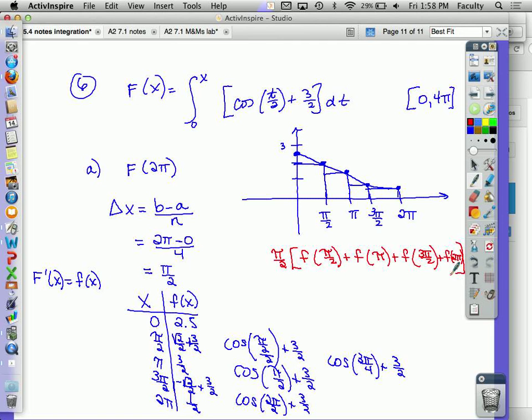So let me just go over it one more time. The area of a rectangle is length times width. The width for every rectangle is pi over 2, and the height is the right side of the interval. What I would suggest you do in y1, enter the cosine of x over 2 plus 1.5, and then do this on your calculator, and letter A's correct answer was 7.854. Okay?